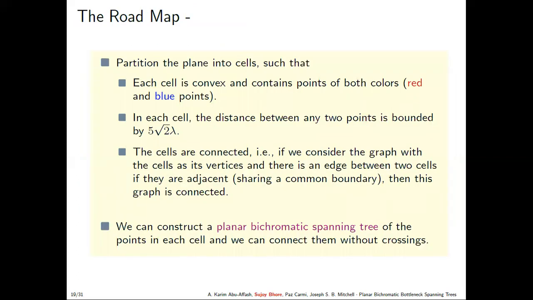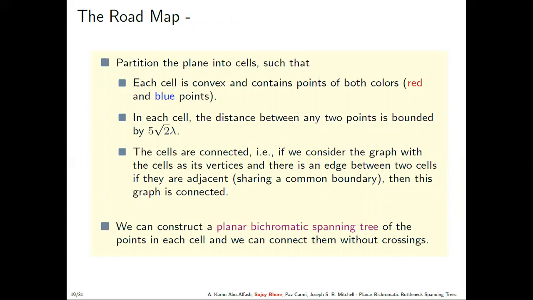What is our plan? The roadmap is the following. Our algorithm will be comprised of 2 stages. In stage 1, we partition the plane into cells such that every cell is convex and it contains points of both colors, red and blue points. Or in other words, every cell is bichromatic. Then in every cell, the distance between any 2 points is bounded by 5 square root 2 times lambda.